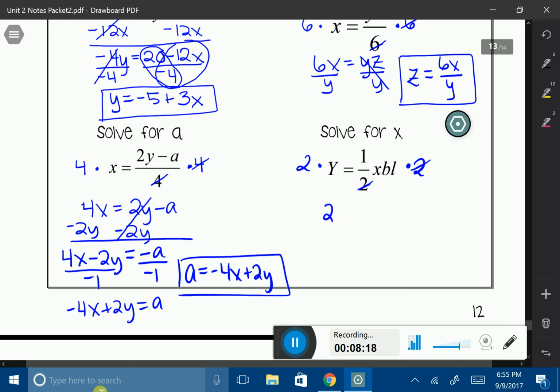Okay, so I have 2Y is equal to, I got rid of my 2s, so I'm left with 1xb. So I don't really need to write that 1 there. I just need to write xb. And I'm trying to get x by itself, so I'm going to divide both sides by my b. They eliminate on that side, and I'm left with x is equal to 2Y over b. Excellent.